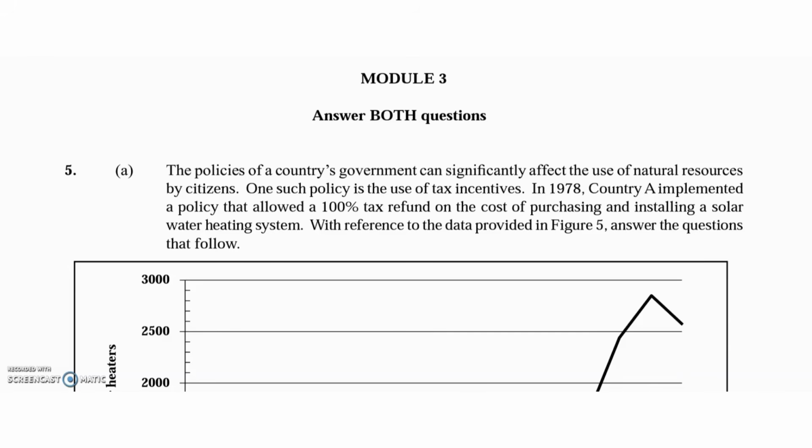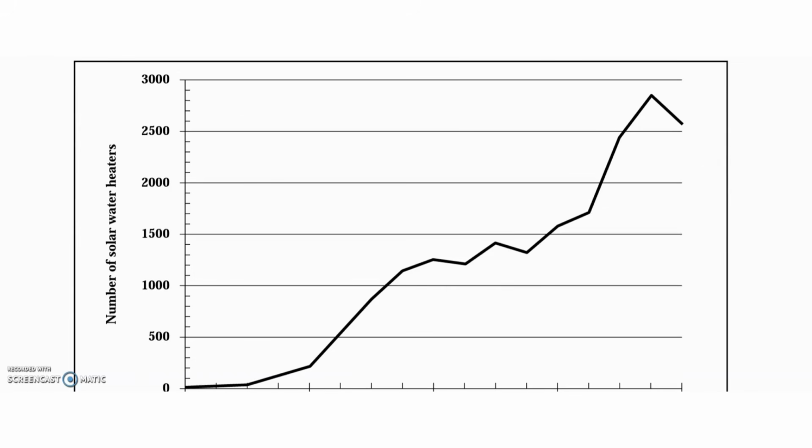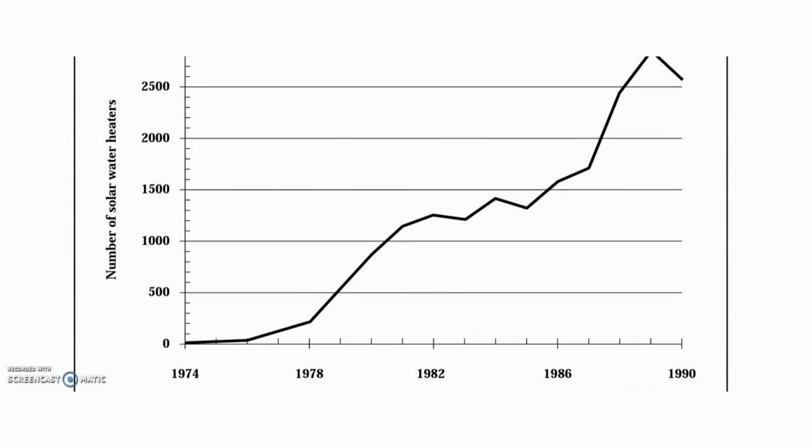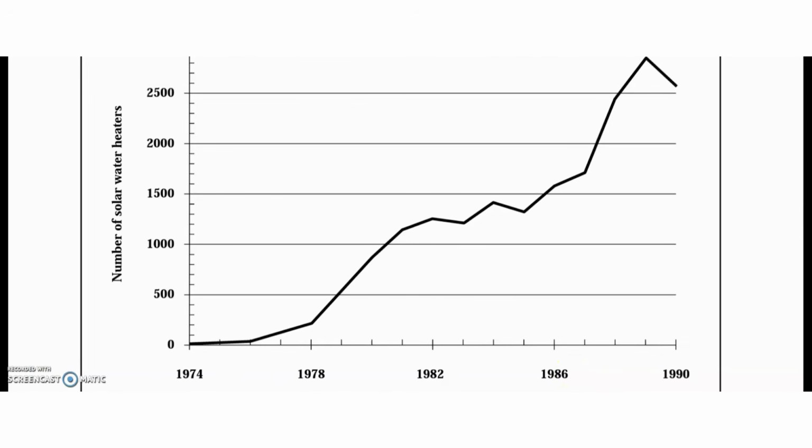Let's take a look at the actual graph here. This graph is in fact showing the number of solar water heaters from the year 1974 all the way down to the year 1990. Take a look at it. When you are attempting any question for the exam and you have a graph, you have to take at least 1 to 2 minutes and look at the graph. Look at the parameters. Look at the x and the y axes. Try to determine the scale that is in fact involved for both x and y.